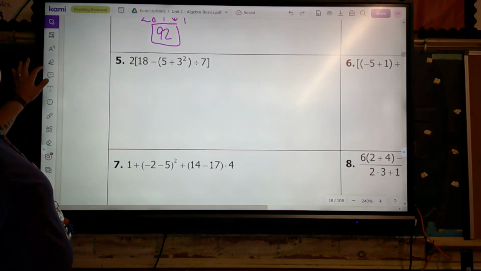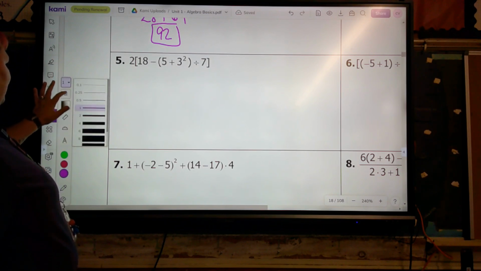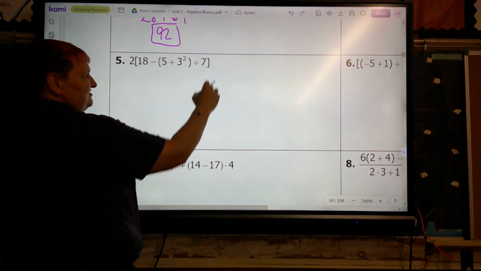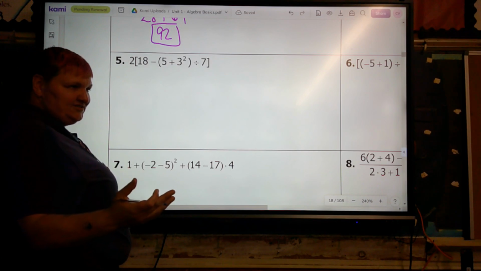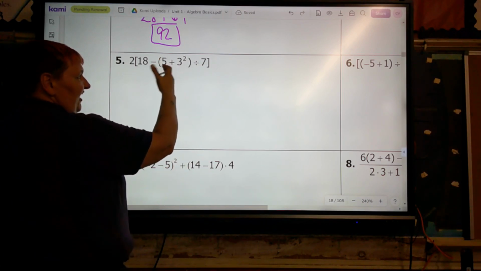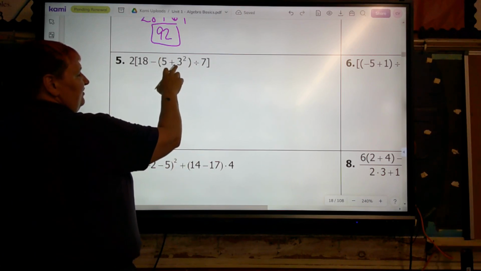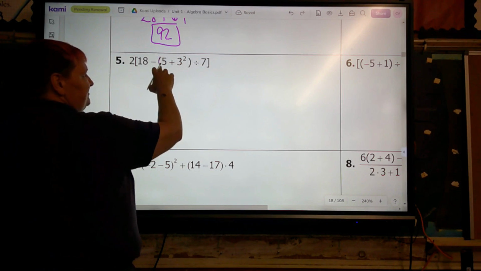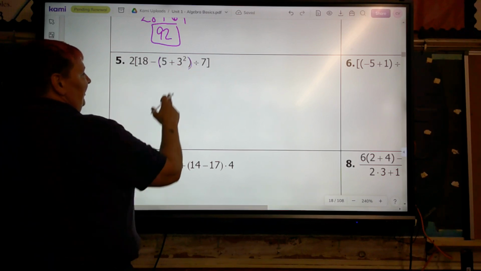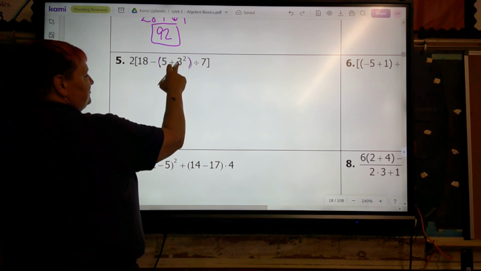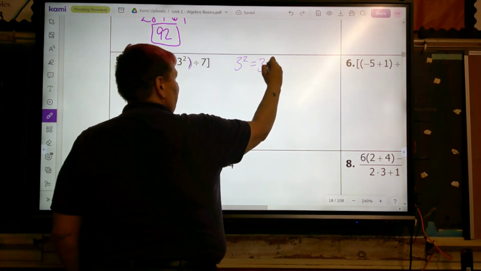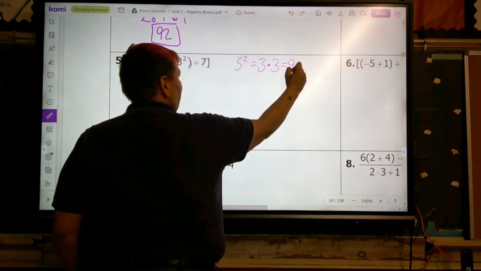Alright, let's dig in a little bit. We're getting more complicated. I can feel it. Alright, these are brackets. They're kind of like parentheses outside of parentheses. So you need to work what's inside first and then work your way out. Alright, so inside these parentheses here, that's where we're going to start. Inside these parentheses is 5 plus 3 squared. Exponents, 3 squared, 3 times 3 is 9.